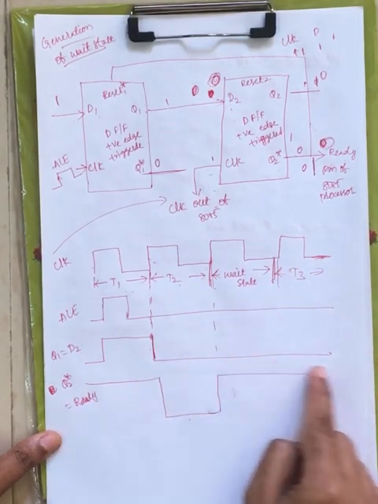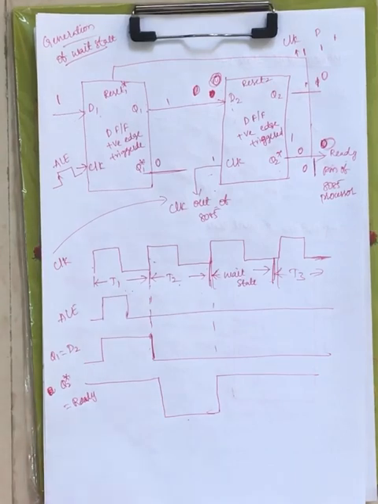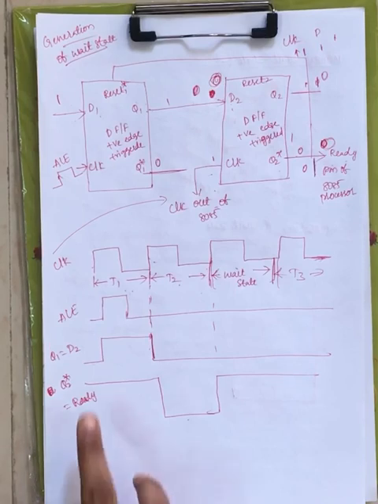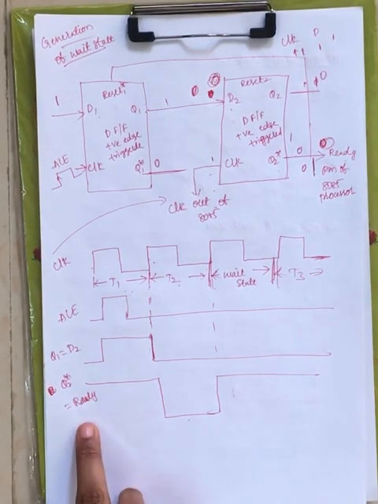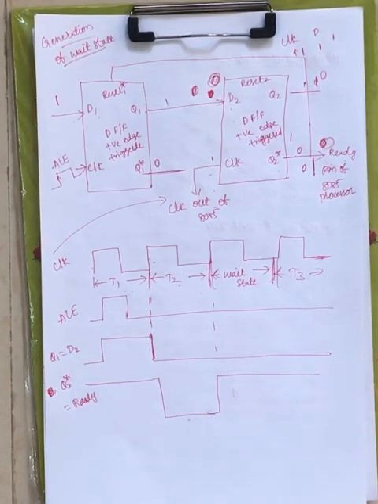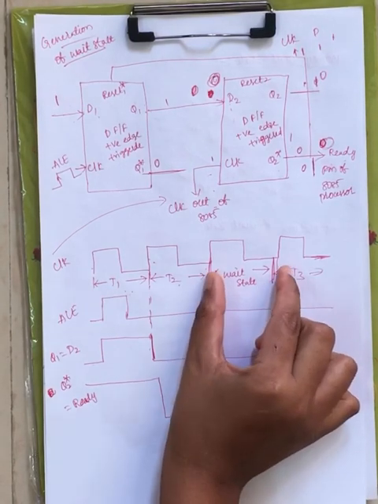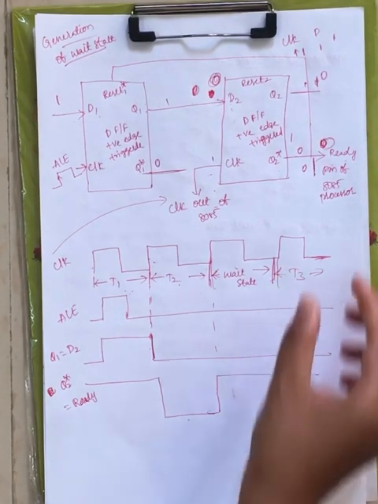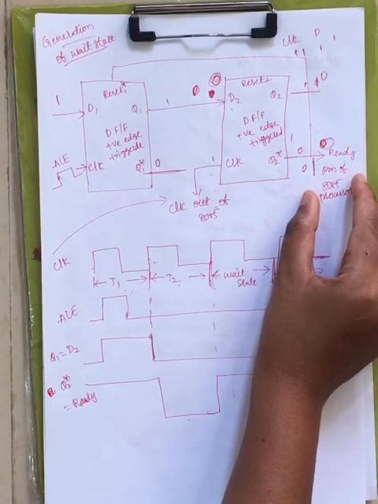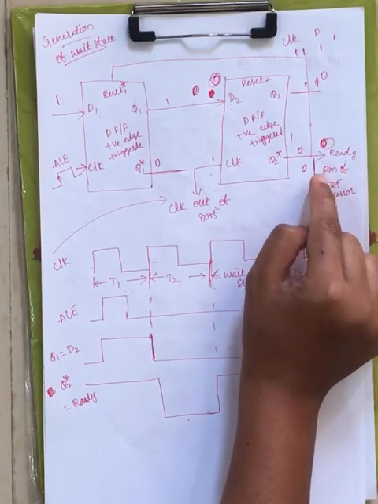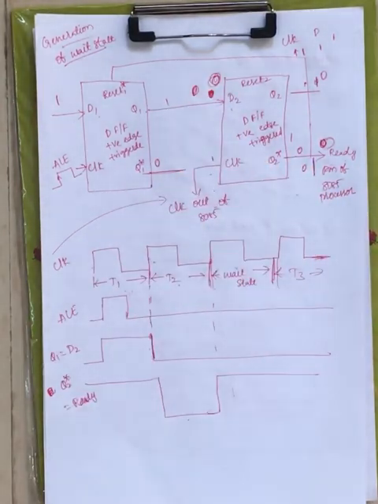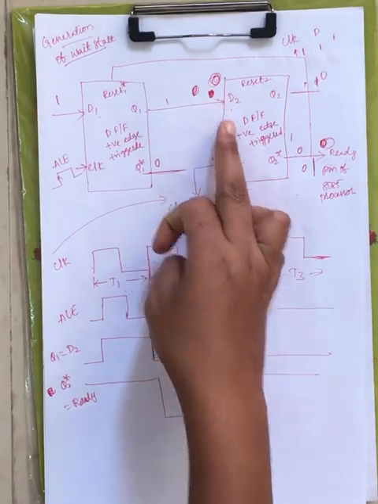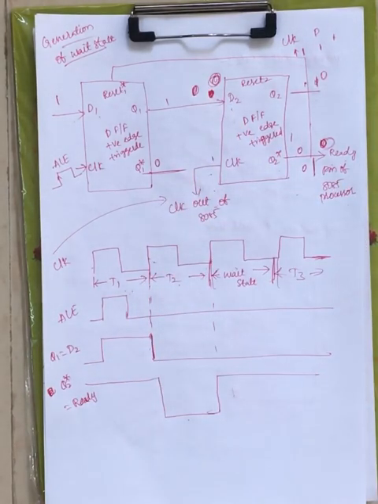Now during T2 you are getting the ready pin as 0, because the next state of D2 will be 0. That is why Q2, the next state of the second flip-flop, which is nothing but the ready pin, will be active low during T2. This is how to generate a wait state. Now the ready pin should be 1 in order to convey that the external peripheral is ready for data transfer. To make it 1, D2 should be 0. Now this is about the generation of wait state.